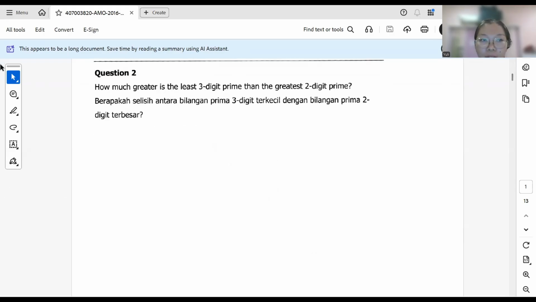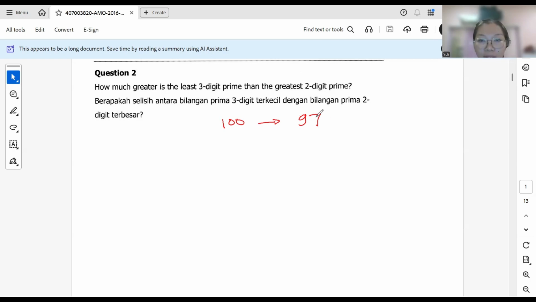For number 2, how much greater is the least 3-digit prime? Okay, we have to find the greatest 2-digit prime. The largest 2-digit number is 100, and then we go down because this is not a prime number. We're going down, 99 is not, 98 is not, so it's 97. How much greater is the least 3-digit prime? So we're going up also.